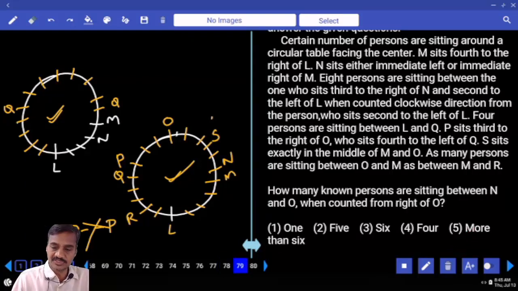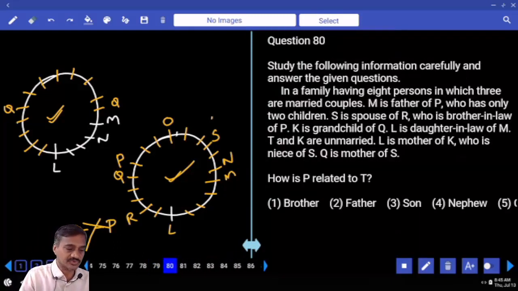How many known persons are between N and O when counted from the right of O? Right of O, known persons between N and O: 1, 2, 3, 4, 5, so 5 persons is the choice. Clear? Now this is about question numbers 74 to 79. Now next one, 80 onwards.